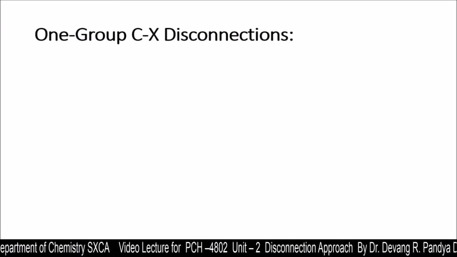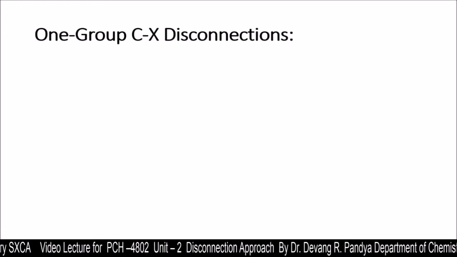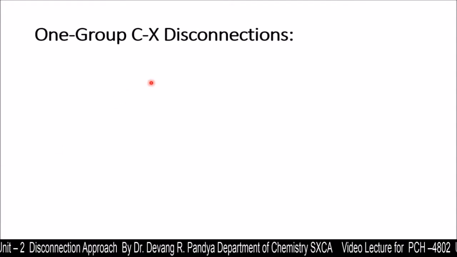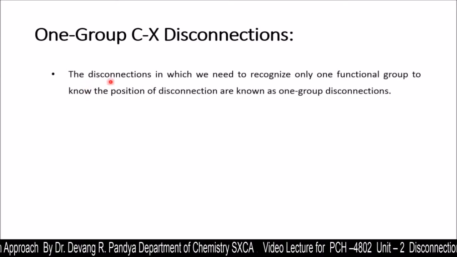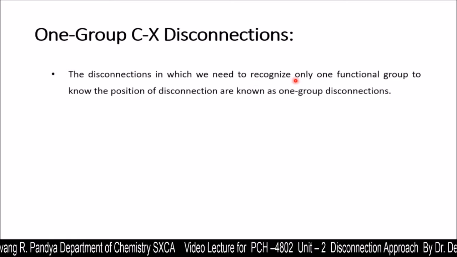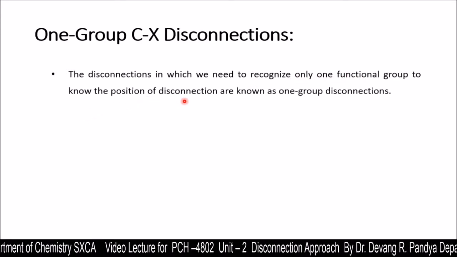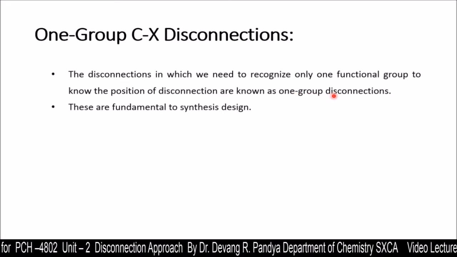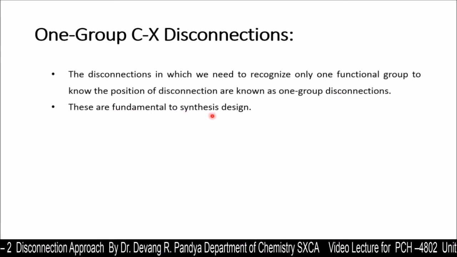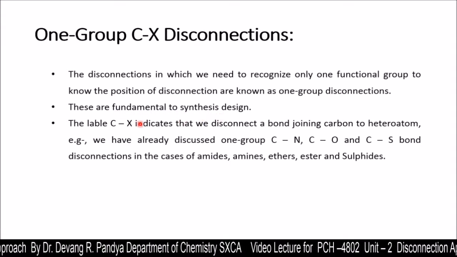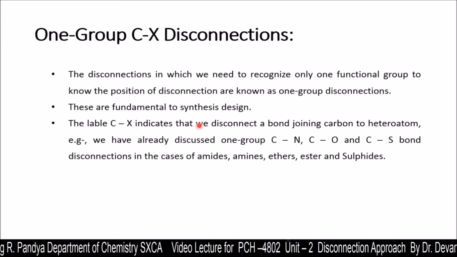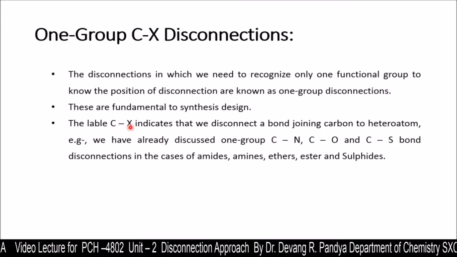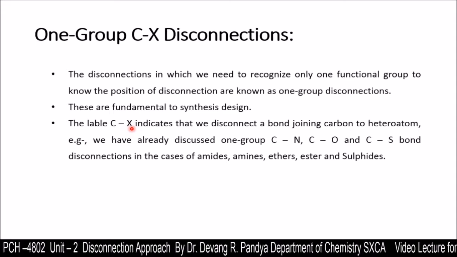Well, let's begin today's lecture with one group C-X disconnection. Before I start, let me arrange the pointer. The disconnections in which we need to recognize only one functional group to know the position of disconnection are known as one group disconnections. These are fundamental to synthesis design. The label C-X indicates that we disconnect a bond joining carbon to a heteroatom. X is any heteroatom, maybe nitrogen, oxygen, sulfur.